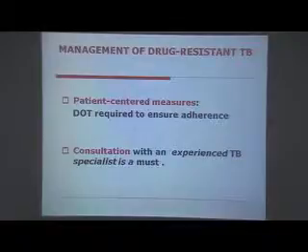Management of drug resistance should always be a patient-centered measure. It should be comfortable for the patient because we need the patient's cooperation. So, directly observed treatment is required to ensure adherence, very, very important. If you just give the drugs to the patient, because of the toxicity, the side effects and the cost, the patient may not take the treatment properly. So, it should be directly observed only. Consultation with an experienced TB specialist is a must. Simply because after attending this class, in the evening you cannot go and start treating drug resistant TB. It cannot be done.